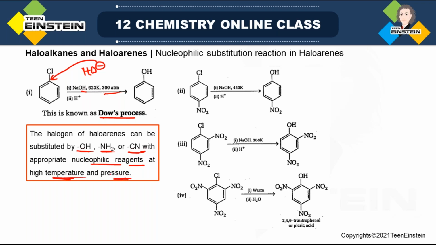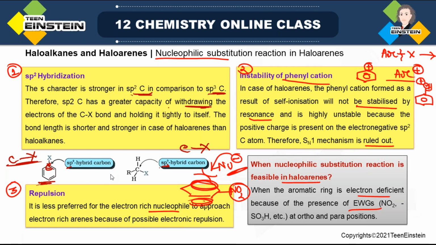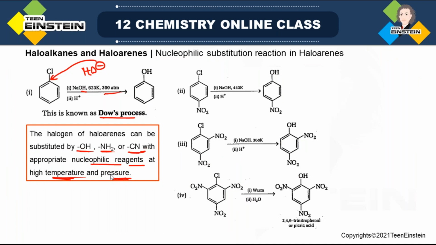In the previous slide, remember the black colored box at the right hand side below, where it is mentioned when electron withdrawing groups are present. So this is one condition when it is possible. But if electron withdrawing groups are not present, and it is simple benzene, then obviously you have to use drastic conditions, that is high temperature and pressure. That is why, as there is no electron withdrawing substituent, we are using high temperature and pressure. But this is reaction number one.